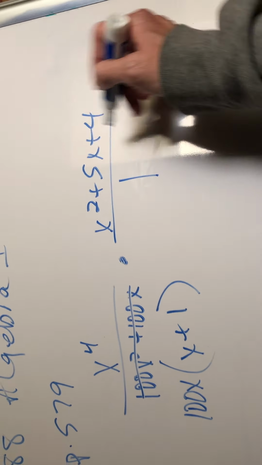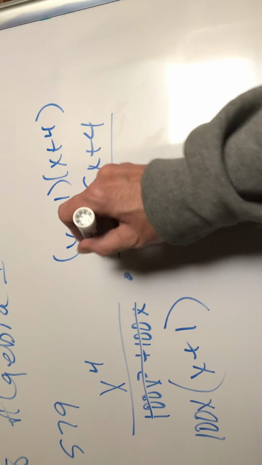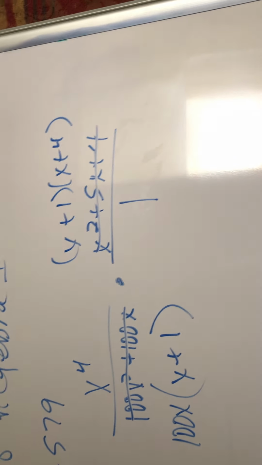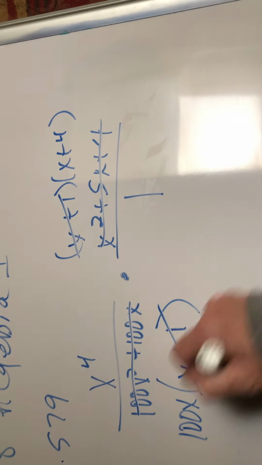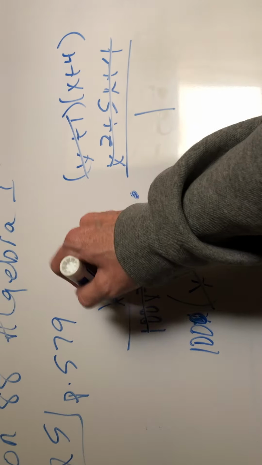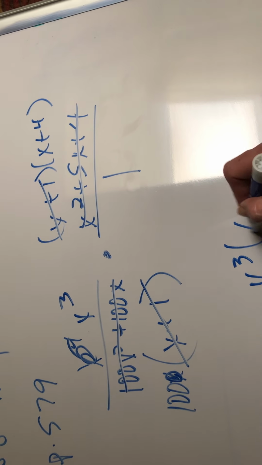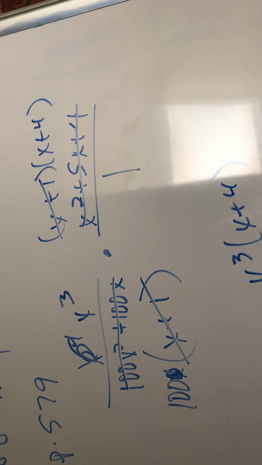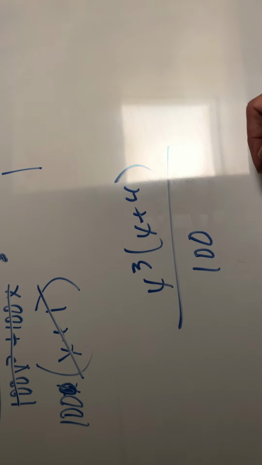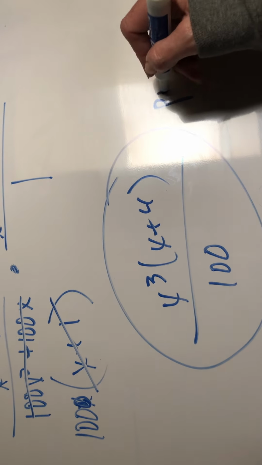And remember, this one's over 1, and it's x plus 1 times x plus 4, because I need the factors of 4 that give me 5. X plus 1 cancels. I can take this x out of x to the 4th. It leaves an x cubed. So then I'd have x cubed times x plus 4 over 100. Right there. And that's how you're going to work practice H.